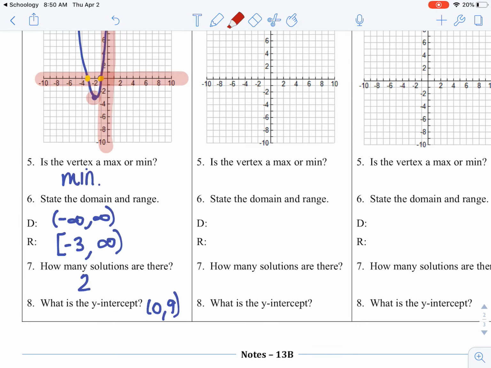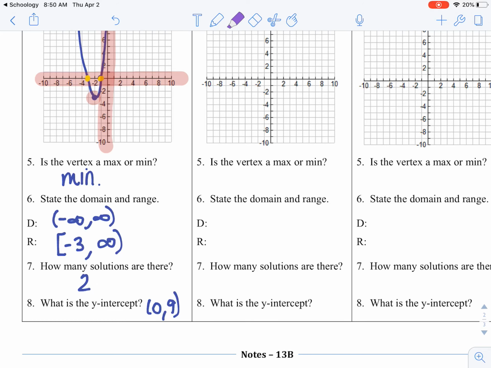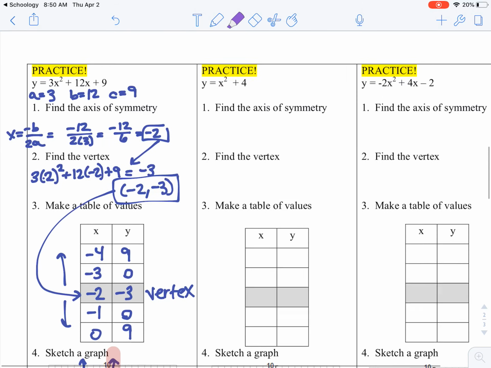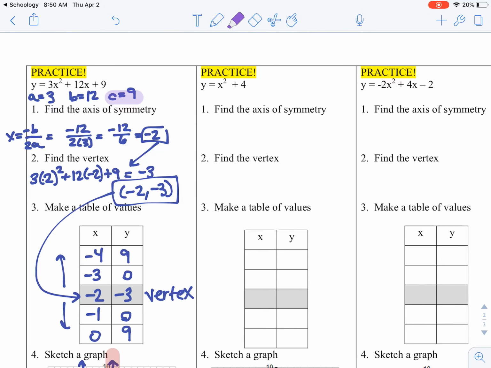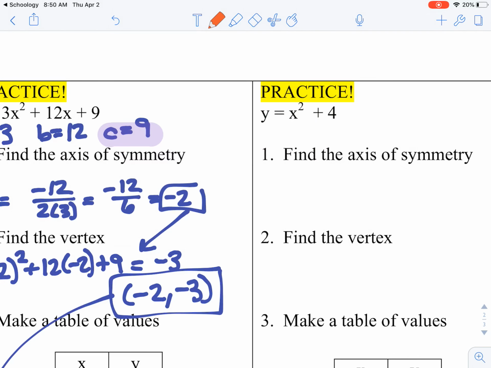What I want you to know and learn too is this y-intercept value here, this 9. If I look back at my original equation, you can see that c equals 9, and that's always going to be the case. So this value here, c, is always going to be my y-intercept.